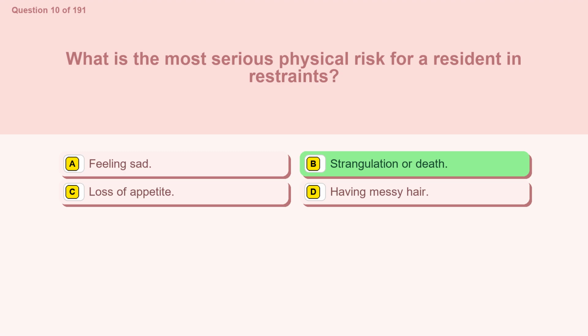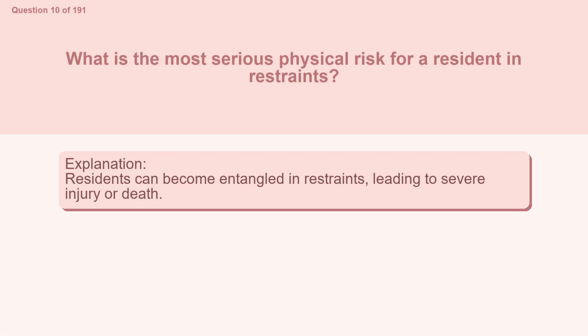The correct answer is option B. Strangulation or death. Residents can become entangled in restraints, leading to severe injury or death.